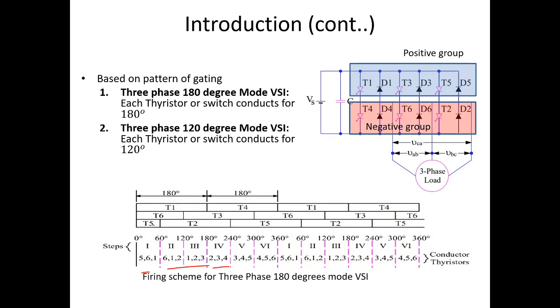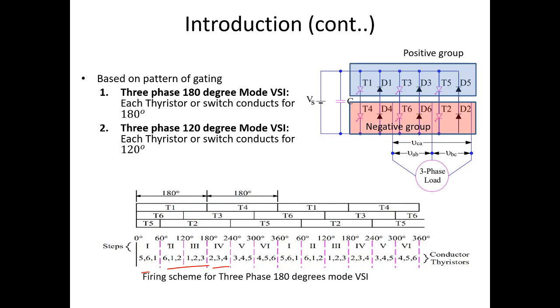So three switches are in conduction. What are they? Switches 5, 6 and 1 are in conduction, so you need to apply gating signals to those switches. Once step 1 is over, that is at 60 degrees, switch number 5 is turned off and switch number 2 is turned on.